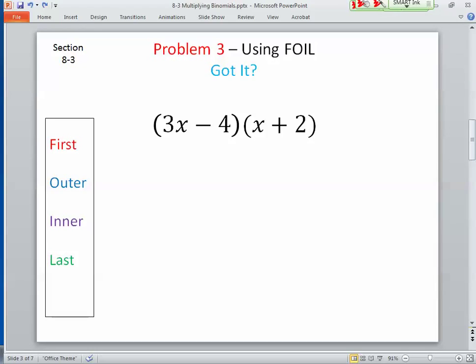All right, we're still in section 8.3, still on page 488, and we're going to do some practice problems in which we're using this FOIL method to multiply binomials. So that FOIL stands for these terms over here, and these guide me through the steps of which terms to multiply by each other. So I'm going to start by multiplying the first term in each parentheses.